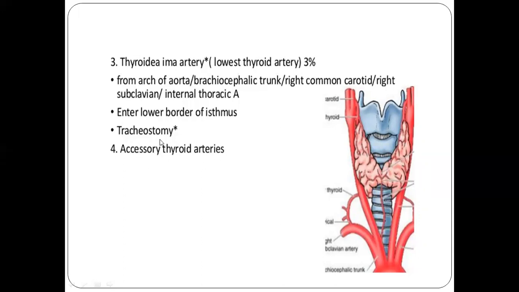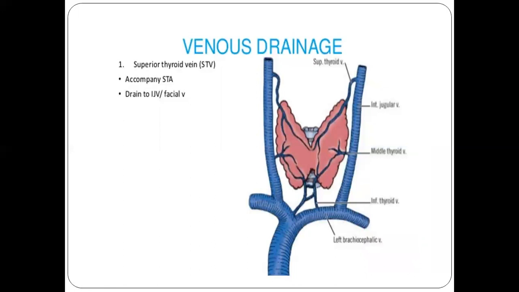And we have also more accessory thyroid arteries present. That's why this gland is very vascularized: the superior thyroid artery, the middle thyroid artery, thyroidea ima artery, and some other accessory thyroid arteries may or may not be present. That's why this gland is very, very vascular. So the superior thyroid vein accompanies the superior thyroid artery, and it opens into the internal jugular vein.